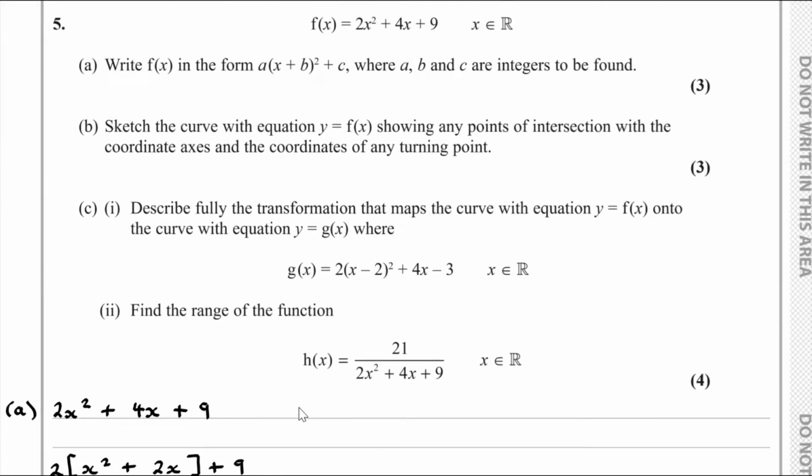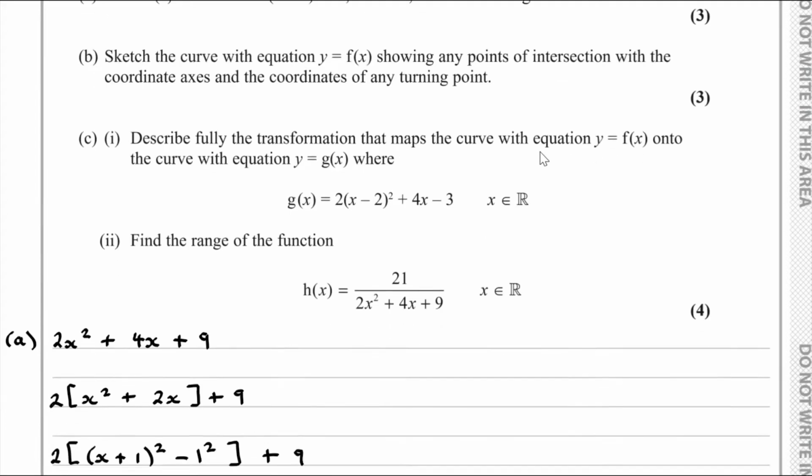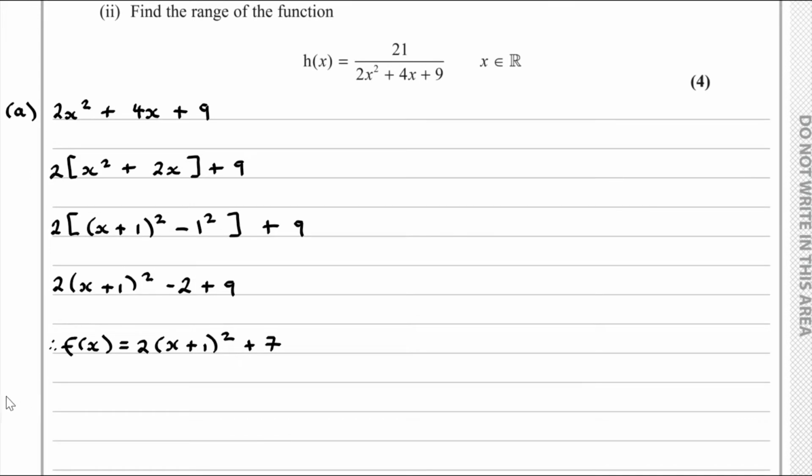Now for part B, we have to sketch the curve with the equation y equals f of x, showing any points of intersection with the coordinate axis and the coordinates of any turning point. Well, first of all, for part B, when x is equal to 0, we can see that f of 0, that's equal to 2 lots of 0 squared, which is 0, plus 4 lots of 0, which is 0, and then we add on the 9. So f of 0, that's equal to 9.